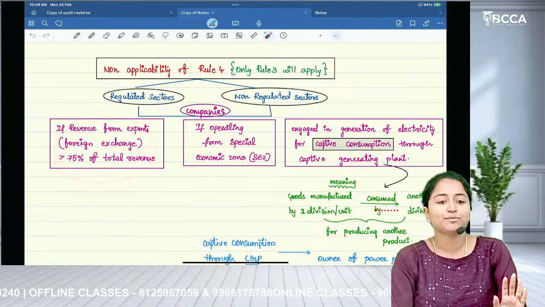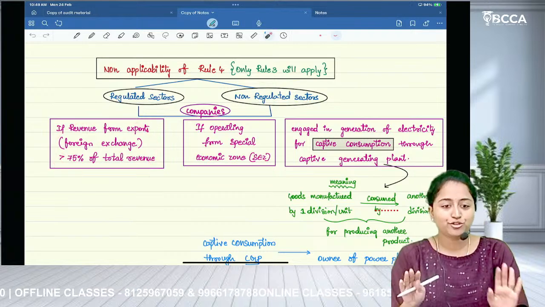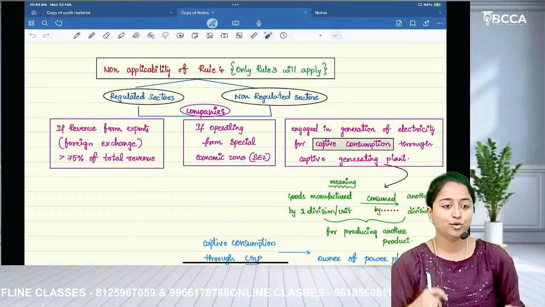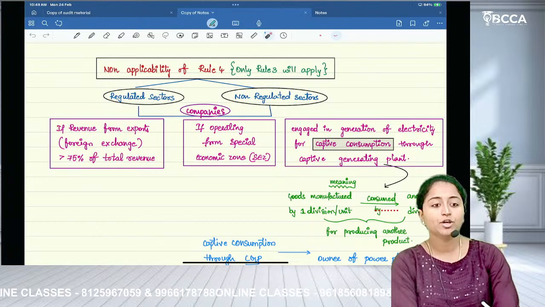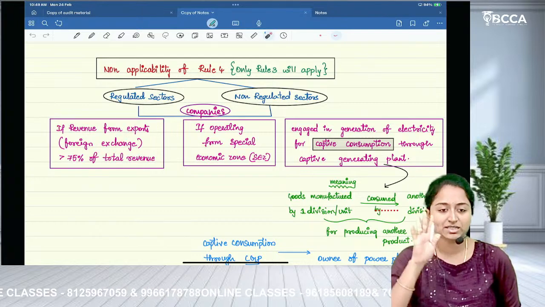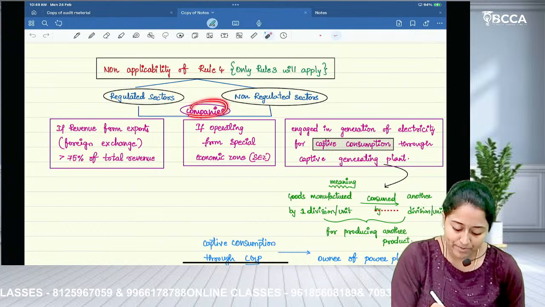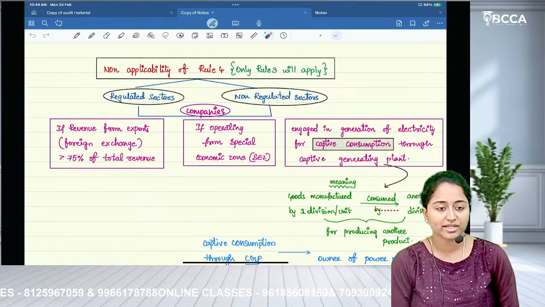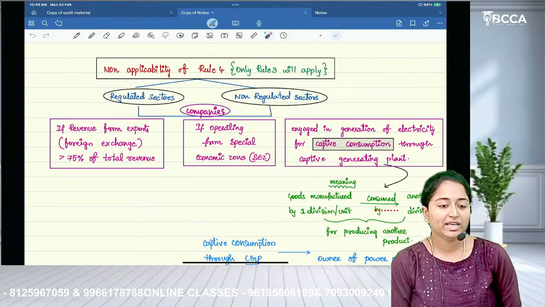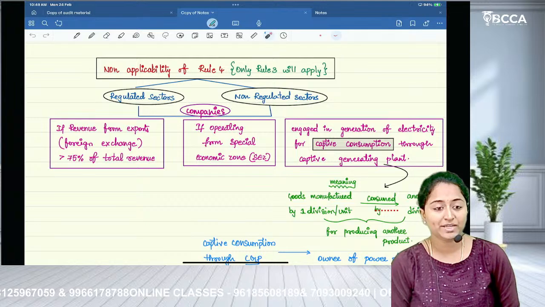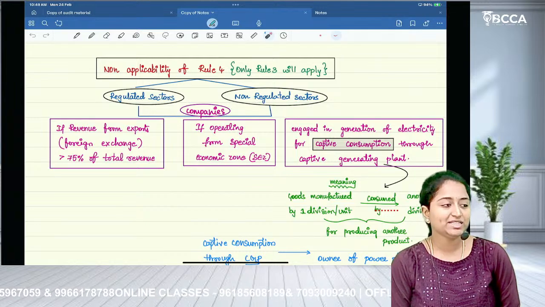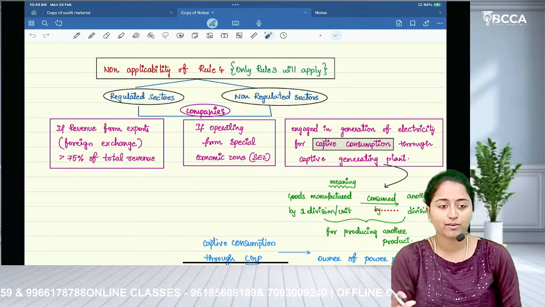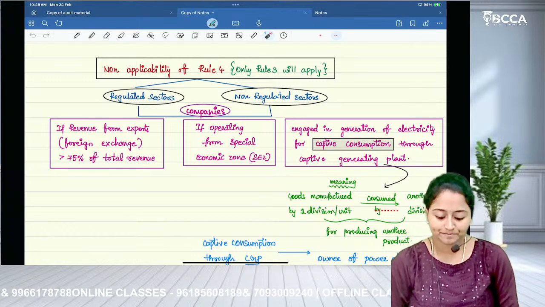Why has this provision been brought? Because imports should be reduced, exports should be increased. Only for that criteria and that motive, this provision has been brought. Rule 4 is not required, rule 3 is required. Companies operating from a special economic zone. You know the special economic zone, right? To increase the facilities for special economic zones, this provision has been brought. Rule 4 is not required, rule 3 has to be complied with.